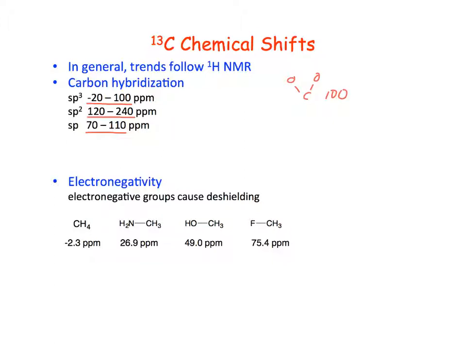If we look at the sp3 and we add electronegative groups, they cause de-shielding, just like in proton NMR. So methane itself is at minus 2.3. We add an amine, it goes to almost 27. We add an oxygen to 49, fluorine to 75. So we're just adding more electronegative groups. Those groups pull electron density away from the carbon, causing de-shielding. So this is the same kind of trend that we saw before.